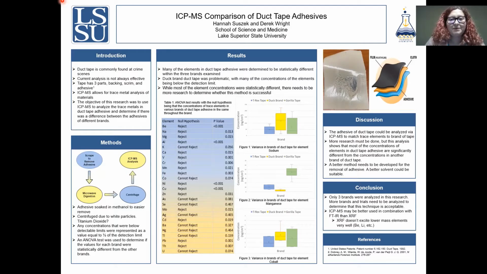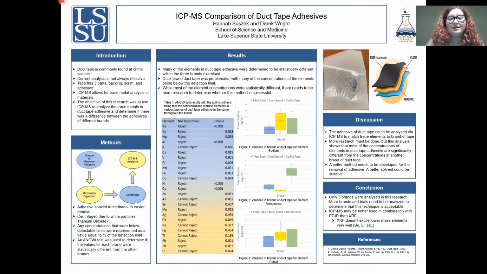So duct tape is commonly found in crime scenes, especially in more serious crimes such as murder or kidnapping, etc. The current analysis of duct tape is not always effective. They currently use FTIR and XRF along with some physical characteristics like end matching and color analysis. But the success rate of this is only about 68%, and in order for evidence to be used in court, usually the success rate has to be over 90%, especially when using it in more serious crimes.